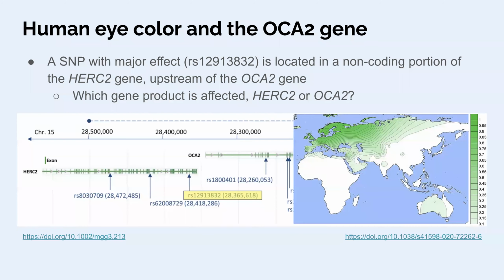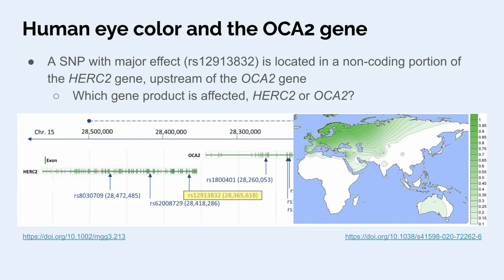So first off, we'll start with an example here. We've been seeing some examples of this human OCA2 gene. OCA2, as we've seen, is implicated in human eye color, also skin pigmentation, and there's a lot of interesting variation in the OCA2 gene that has genetic effects on a person's eye color. And this is actually one of the more prominent effects.